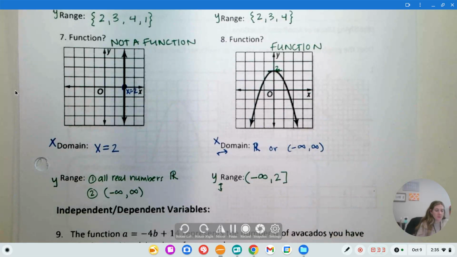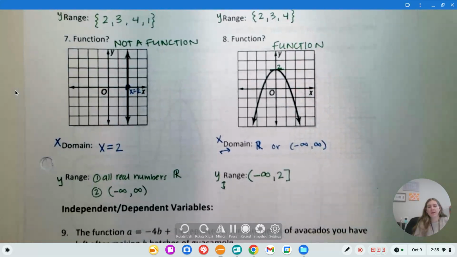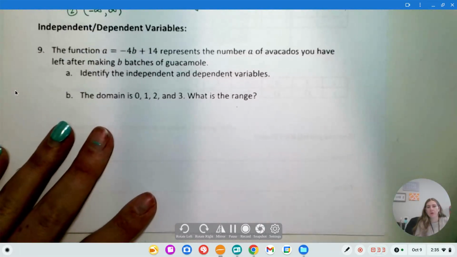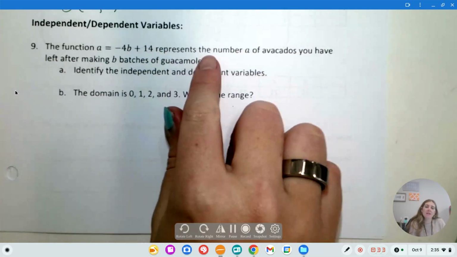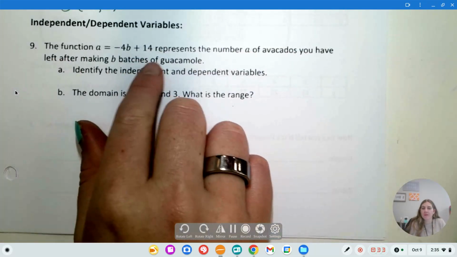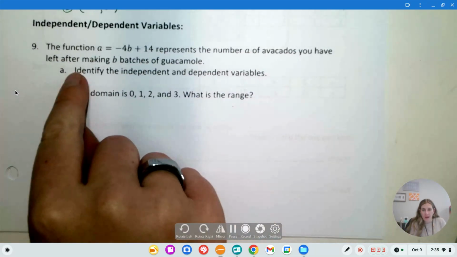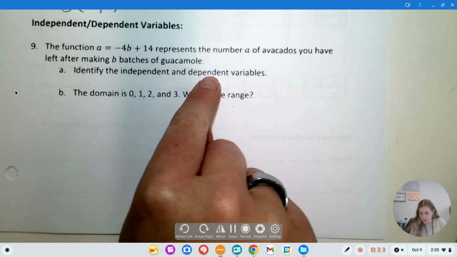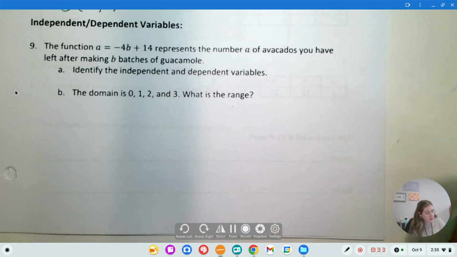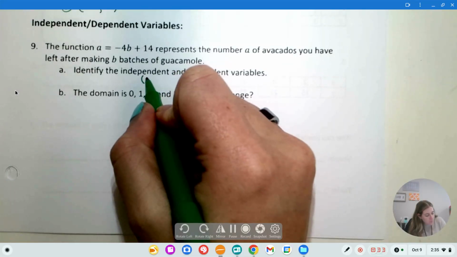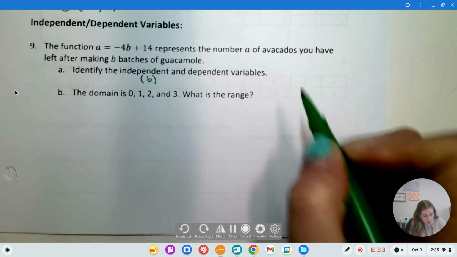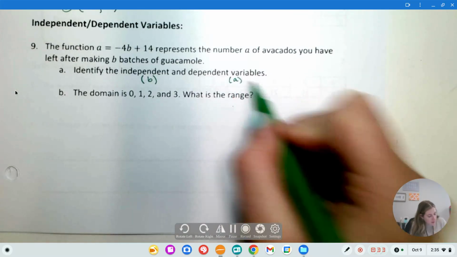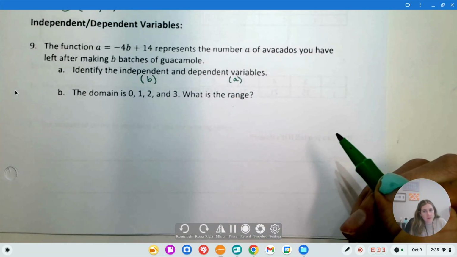Now, very last problem, practicing independent and dependent variables. This is going to pop up in your homework. Here we have an equation. It has the number of avocados you have left after making guacamole. Identify independent and dependent. Okay, independent is the B value, guacamole. Dependent is A.